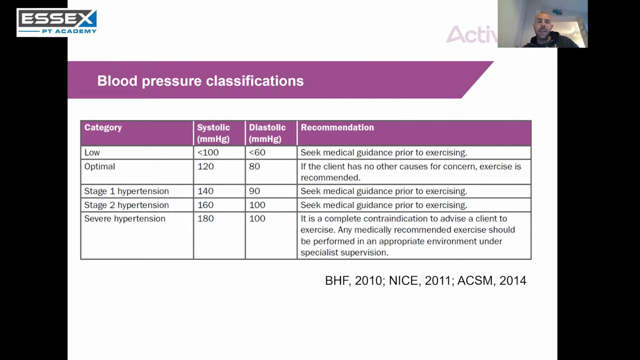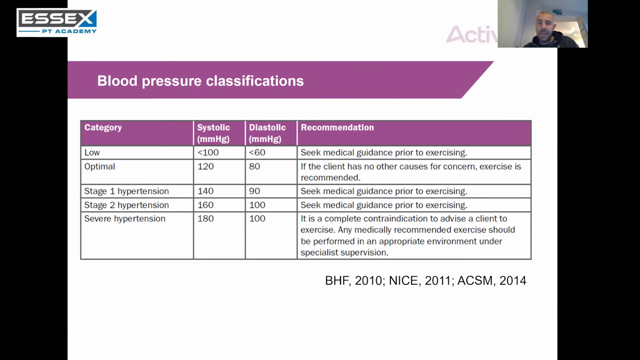So the guidance here is that at 100 or less and 60 or less, you should seek medical guidance prior to exercising. They may know about this already. They may have experienced symptoms such as fainting or anything like that if they stood up too quickly. Optimal is 120 over 80, no cause for concern, and exercise is recommended.